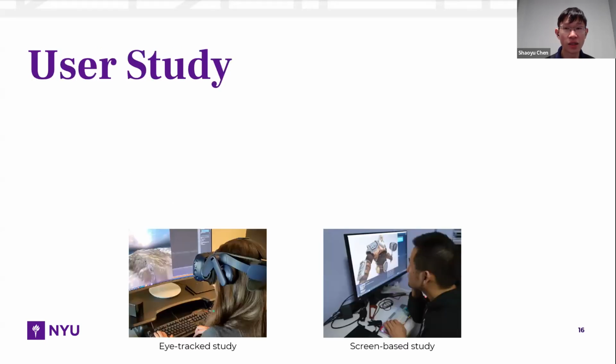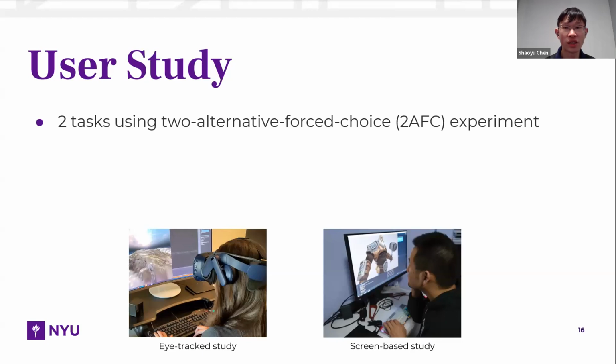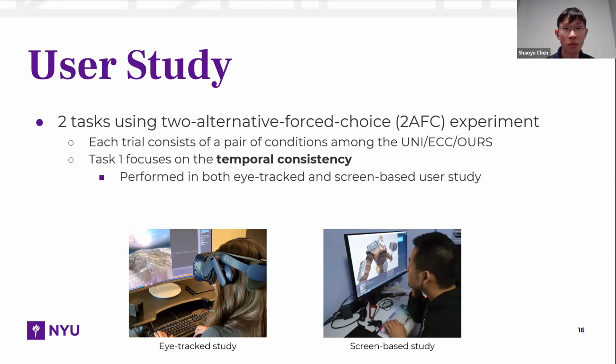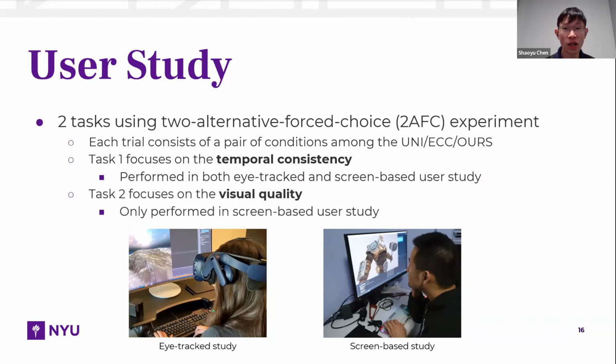We designed 2 tasks using 2-alternative forced choice experiments. Each trial consists of a pair of conditions among the 3 methods. Task 1 focuses on temporal consistency and was performed in both the eye-tracked user study and the screen-based user study. Task 2 focuses on visual quality and was only performed in the screen-based user study.